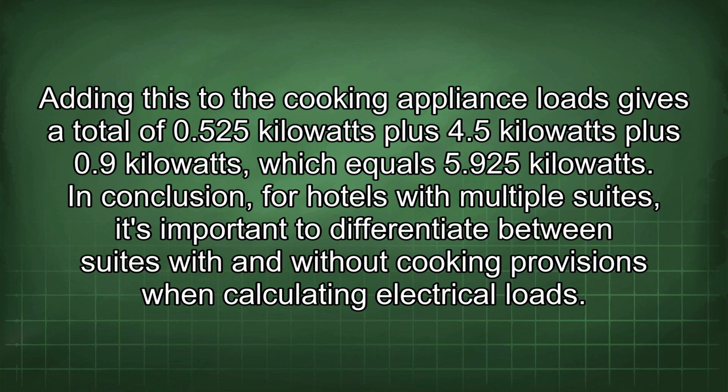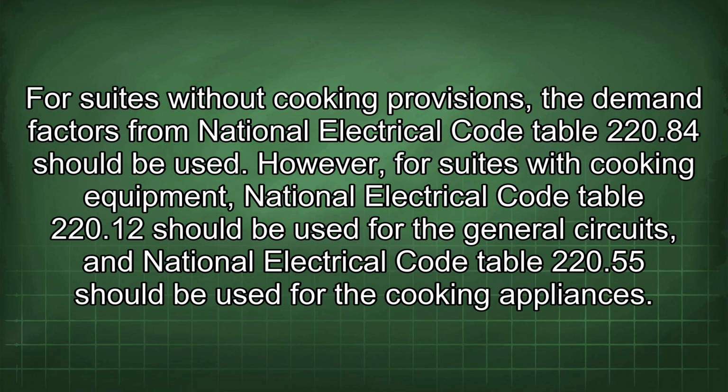In conclusion, for hotels with multiple suites, it's important to differentiate between suites with and without cooking provisions when calculating electrical loads. For suites without cooking provisions, the demand factors from National Electrical Code Table 220.84 should be used. However, for suites with cooking equipment, National Electrical Code Table 220.12 should be used for the general circuits, and National Electrical Code Table 220.55 should be used for the cooking appliances.